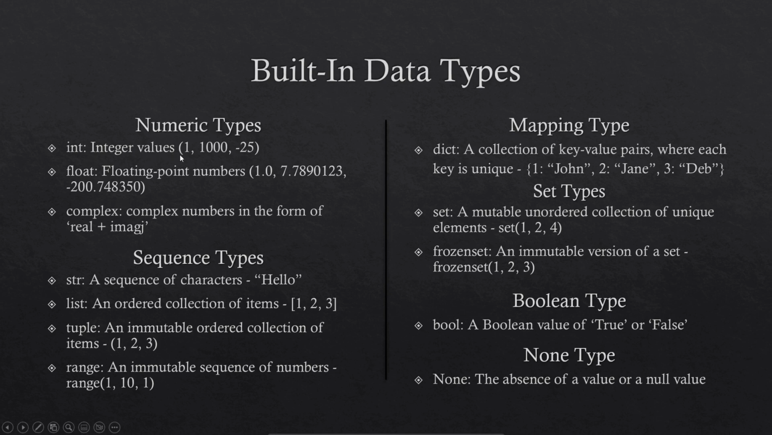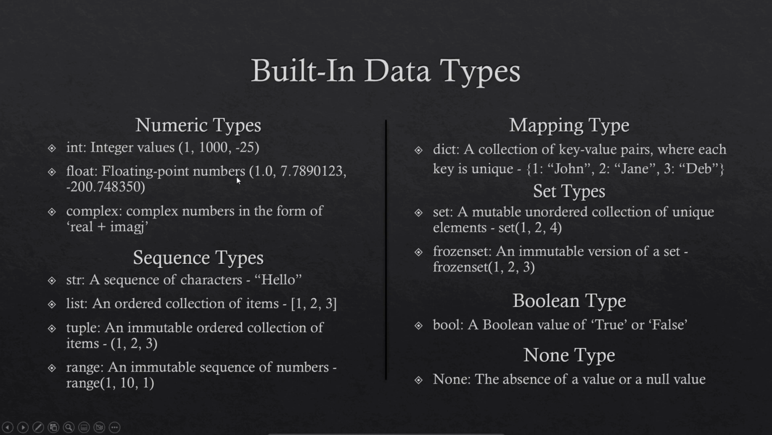Integer values are whole numbers: 1, 1000, -25. Unlike other programming languages where the minimum and maximum integer is determined by the data type, Python does not have that limitation. You can have an integer that's 200 digits long, and Python handles it just fine.